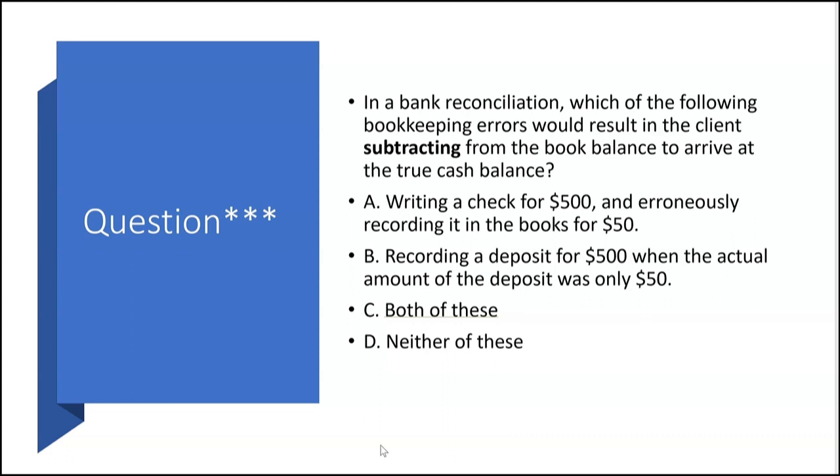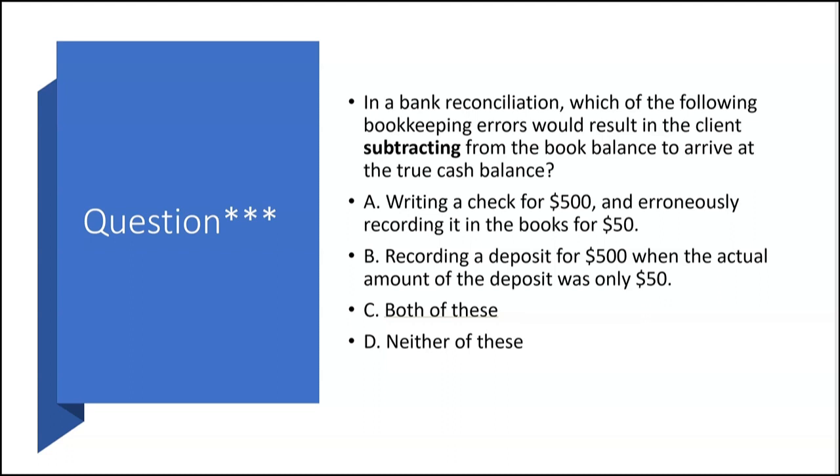It didn't say the bank made an error. It says you erroneously recorded it in the books for $50. So that means you probably looked at the bank statement in doing the bank rec and realized the error, and that's going to result in you subtracting $450 from the book balance. So it looks like letter A is what we're looking for, something that will subtract from the book balance to arrive at the true cash balance.